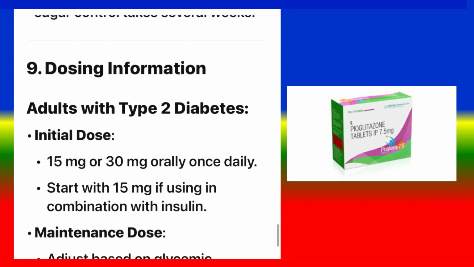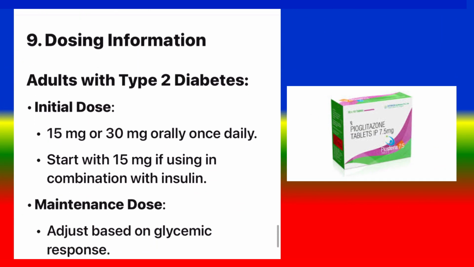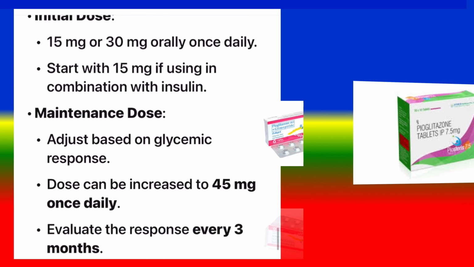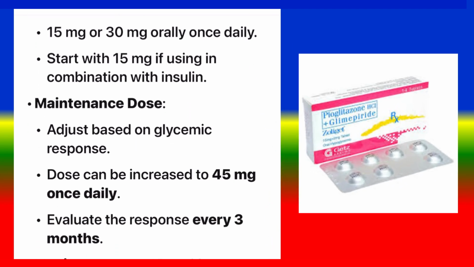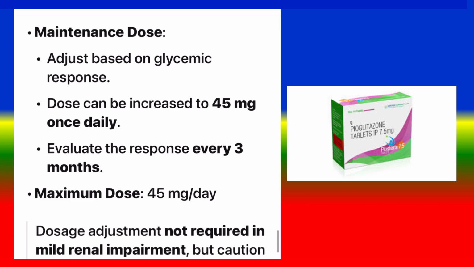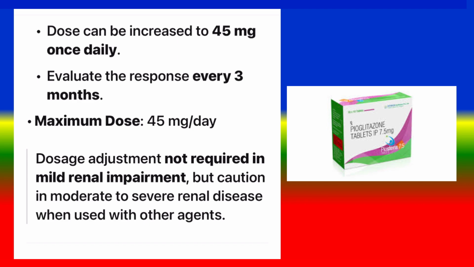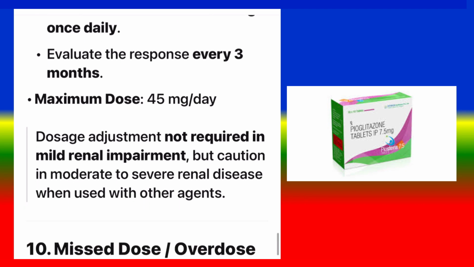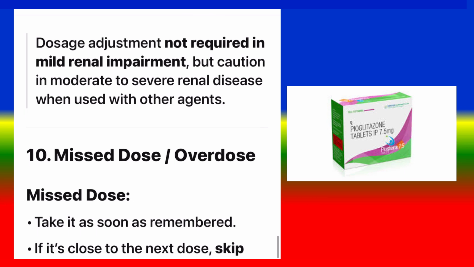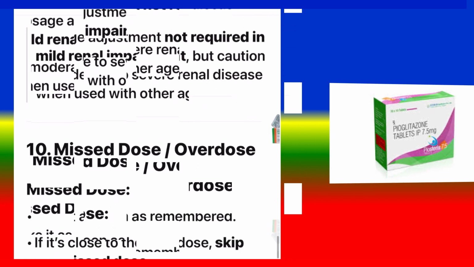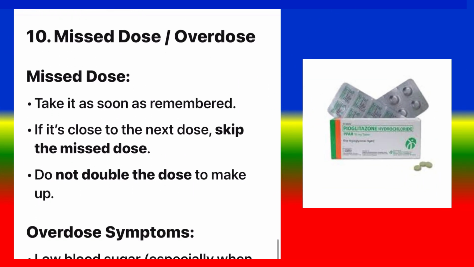Number 9. Dosing information. Adults with type 2 diabetes, initial dose: 15 milligrams or 30 milligrams orally once daily. Start with 15 milligrams if using in combination with insulin. Maintenance dose: adjust based on glycemic response. Dose can be increased to 45 milligrams once daily. Evaluate the response every 3 months. Maximum dose, 45 milligrams a day. Dosage adjustment not required in mild renal impairment, but caution in moderate to severe renal disease when used with other agents.